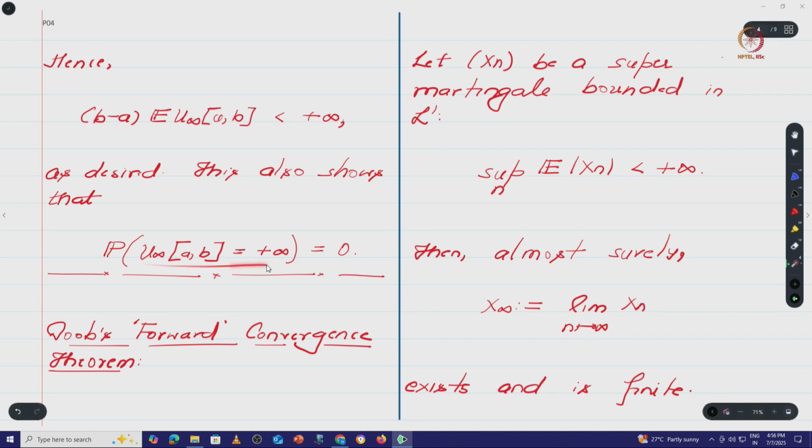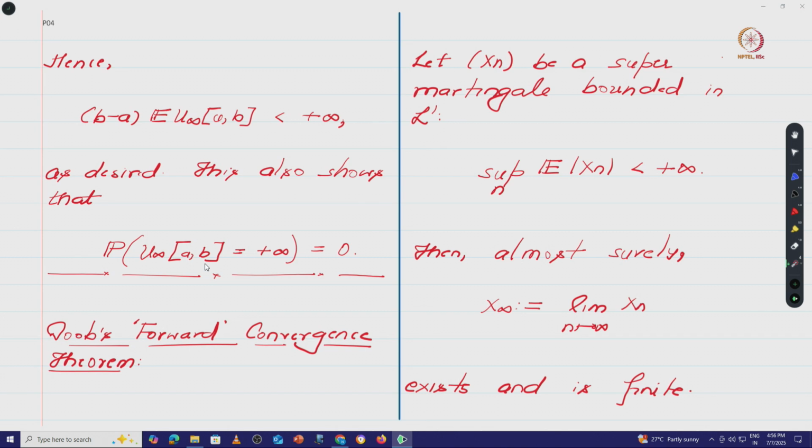Let us try to give a physical interpretation of this statement. It means that if you have a supermartingale that is bounded in L1, so the sup of the expected value of absolute value of Xn is less than infinity, then the number of upcrossings of this interval ab in the infinite time window from 0 to infinity being infinity has 0 probability, which means that with probability 1 the number of upcrossings will be a finite number.